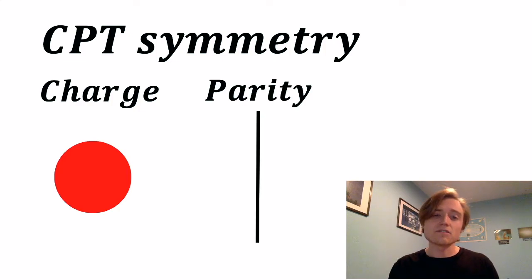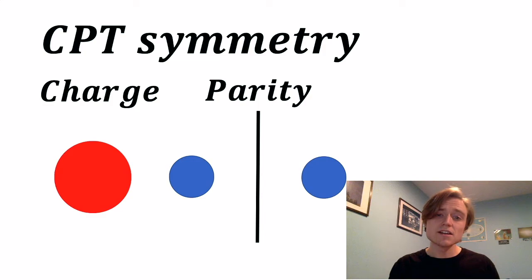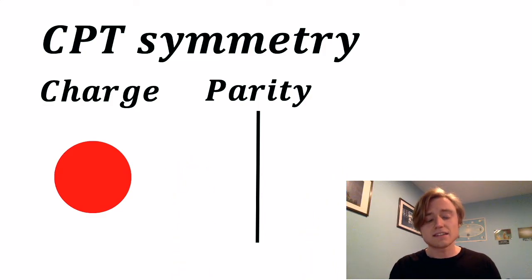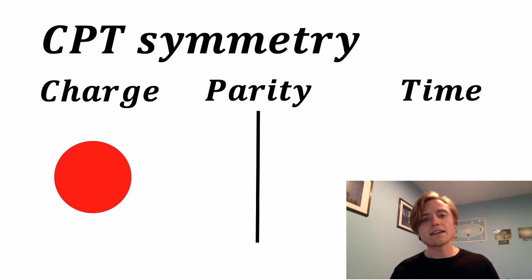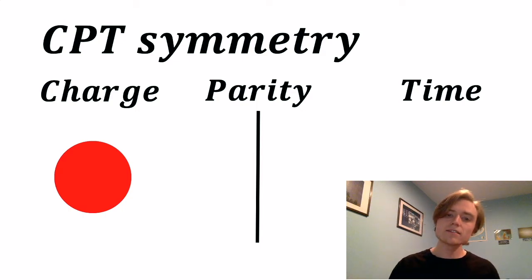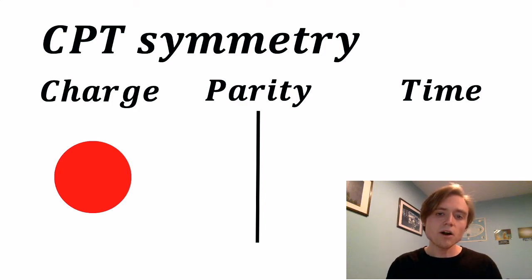The P stands for parity, which means that a particle and its mirror image should also behave through the laws of physics. In this case, they'll move off the screen. And the T stands for time, or time reversal, meaning that if you flip time around, physics should still behave as you would expect. So this creates a symmetry which is very important in physics. But it also creates a problem.